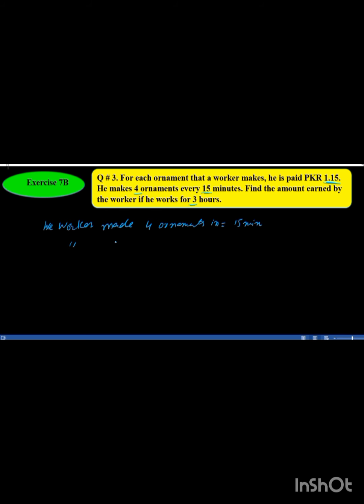So the worker made, in 1 hour, 4 into 4 is equal to 16. Means he can make 16 ornaments in 1 hour. So how many ornaments can he make in 3 hours?